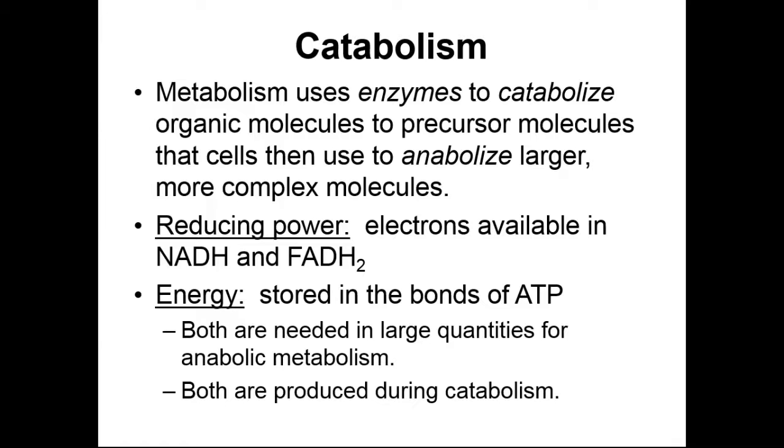This energy is going to be stored in the form of ATP. Some could argue that this is one of the primary goals of these catabolic chemical reactions, to take energy and dump it into ATP, to make lots of ATP. We need to make large quantities of ATP to power anabolic chemical reactions, and we are going to produce both NADH and FADH2 and ATP during these catabolic chemical reactions.